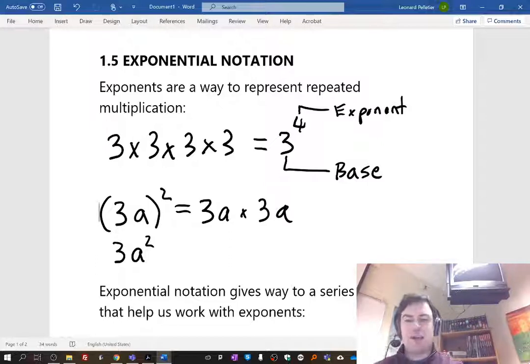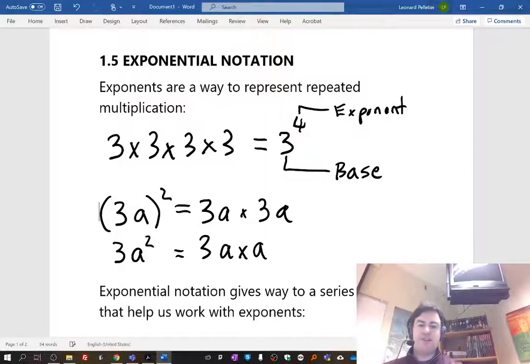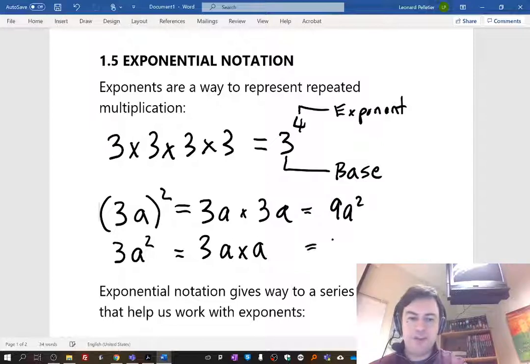So that means it's 3a times 3a. Whereas in our second option, there are no parentheses, so only the thing that's directly underneath the exponent is the base. In this case, only a is to the power of 2, so it's 3 times a times a. You can see that the top one is going to work out to be 9a squared, and the bottom one is going to work out to be 3a squared. So there's quite a big difference there. That will be kind of confusing from time to time, so just watch out for that as we go forward.